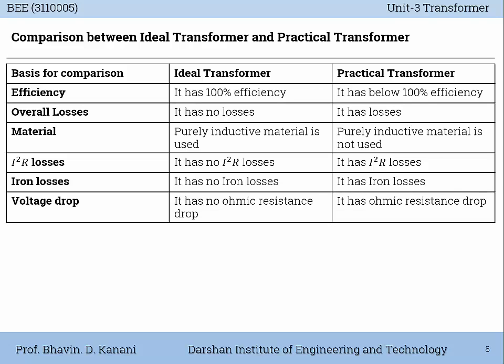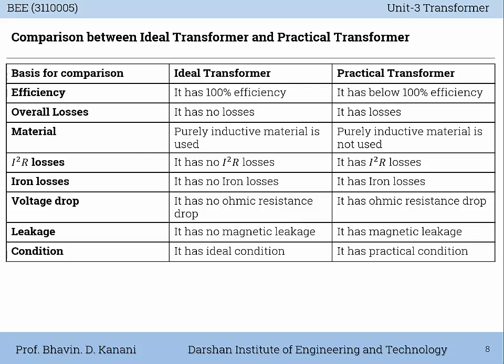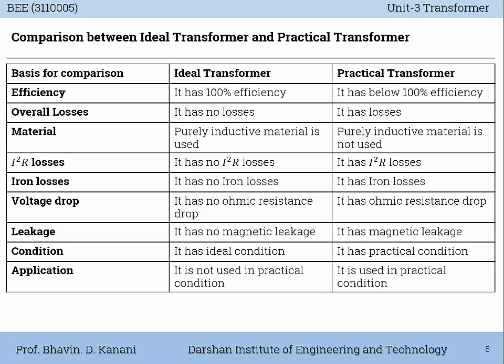In ideal transformer, it has no ohmic resistance drop, that is IR drop, but in practical transformer, it has some IR drop. In ideal transformer, it has no magnetic leakage, but in practical transformer, there are some magnetic leakages. In ideal transformer, conditions are ideal, but in real or actual or practical transformer, there is condition of practical. There is no any ideal condition.